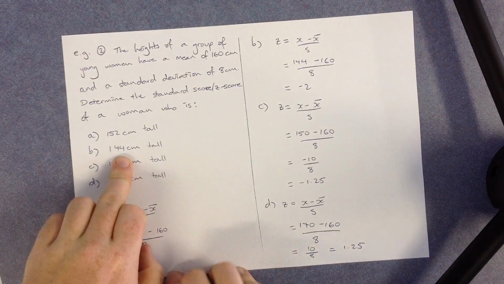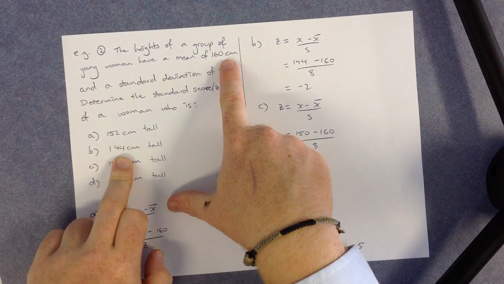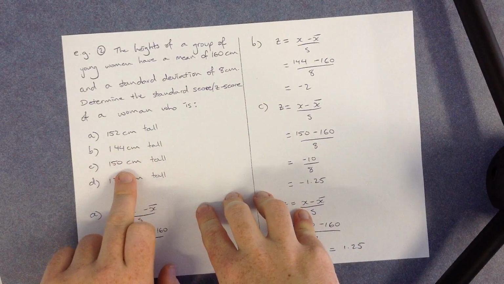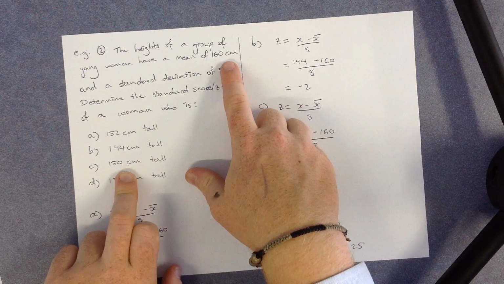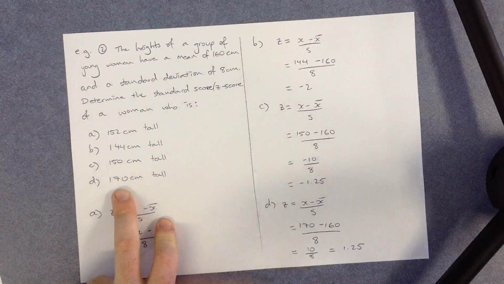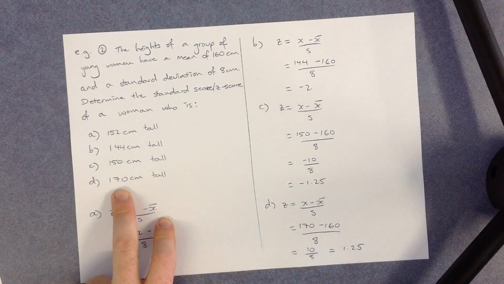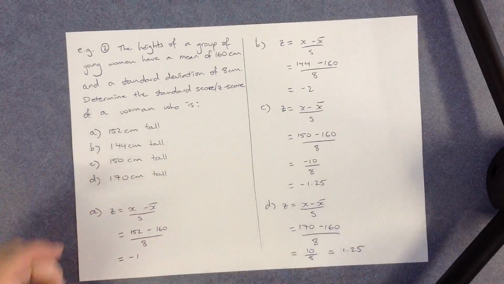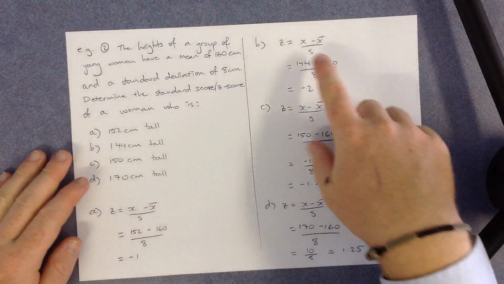This one's 144, you can see that's going to be under the mean, so we're expecting a negative answer. 150, that's still under the mean, we're expecting a negative answer. And 170, that's above the mean, so we're expecting a positive answer. We're expecting to be above the mean. It's kind of just a quick self-check. So let's do a few together.